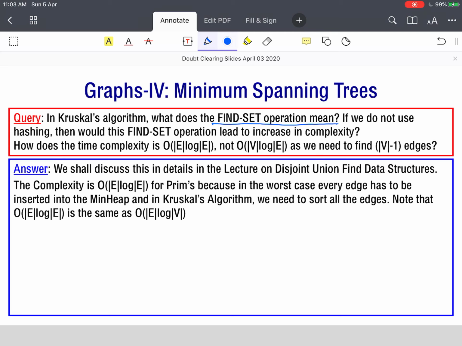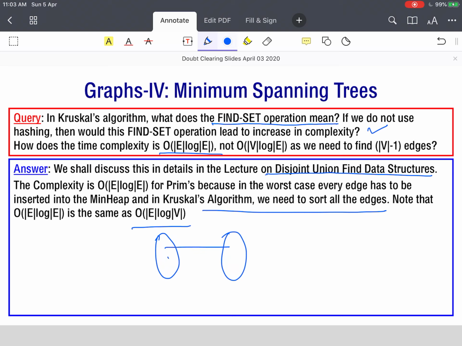Kruskal's algorithm, what does the find set operation mean if we don't use hashing? I think this has been discussed in detail in the disjoint union find data structures lecture, and if you follow that you will get it. How does the complexity come like this? In Kruskal's algorithm, you need to sort all the edges. So if you sort all the edges, you get order E log V.